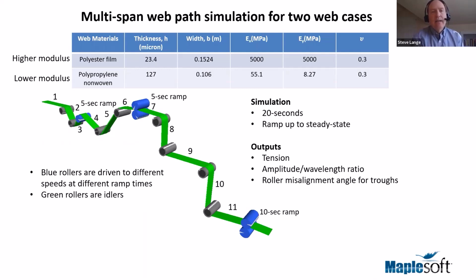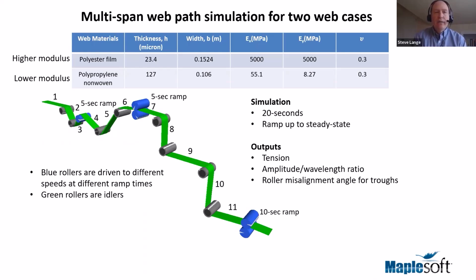It's a 20-second simulation. We ramp up the speed of all these rollers at different rates and different final speeds. And we can look at the tension as an output. We can look at this amplitude to wavelength ratio, and we can look at the roller misalignment angle that would be needed to generate a trough in each span.